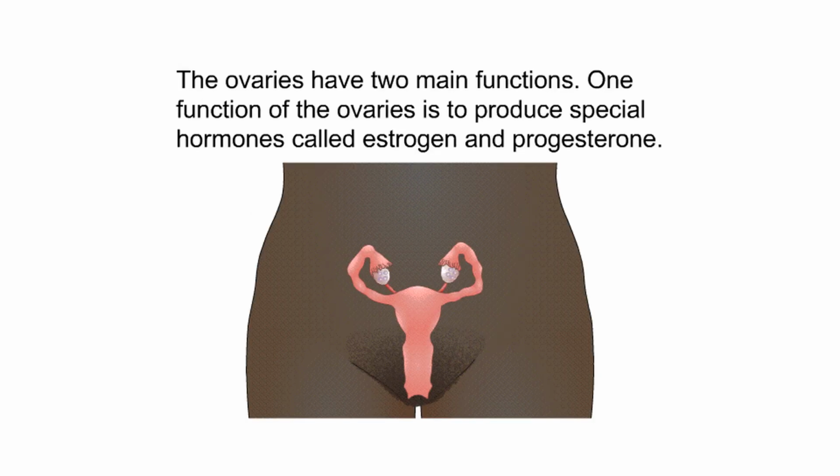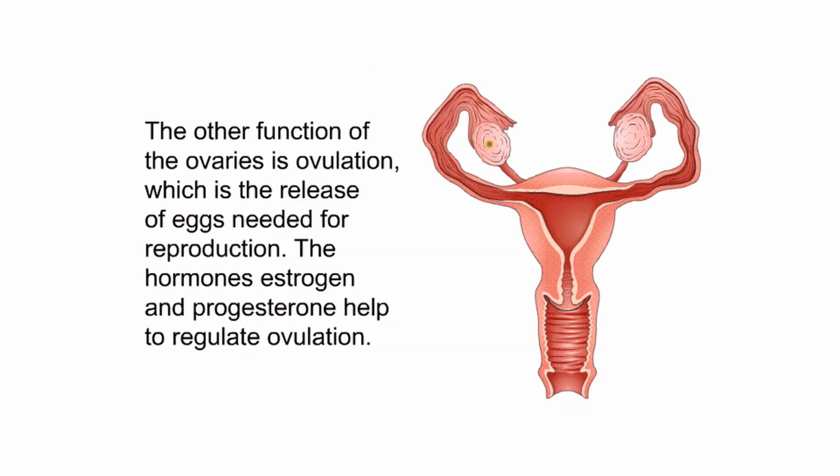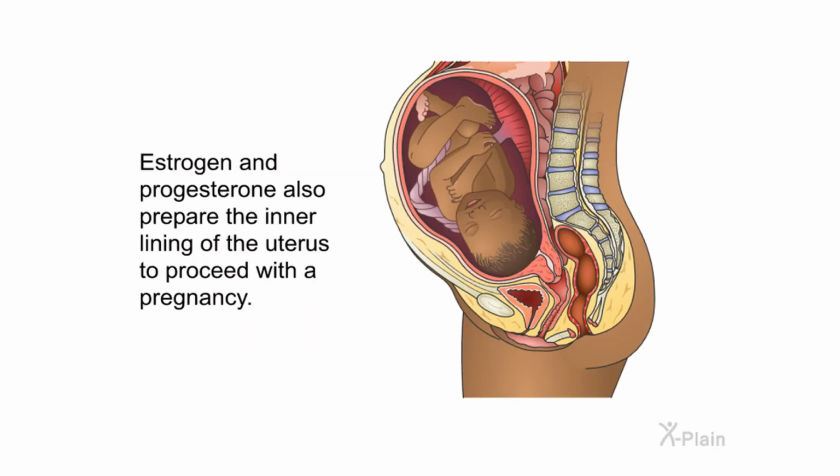The ovaries have two main functions. One function of the ovaries is to produce special hormones called estrogen and progesterone. The other function of the ovaries is ovulation, which is the release of eggs needed for reproduction. The hormones estrogen and progesterone help to regulate ovulation. Estrogen and progesterone also prepare the inner lining of the uterus to proceed with a pregnancy.